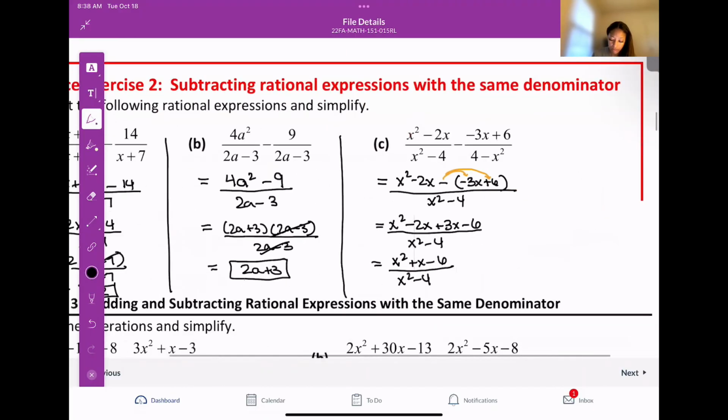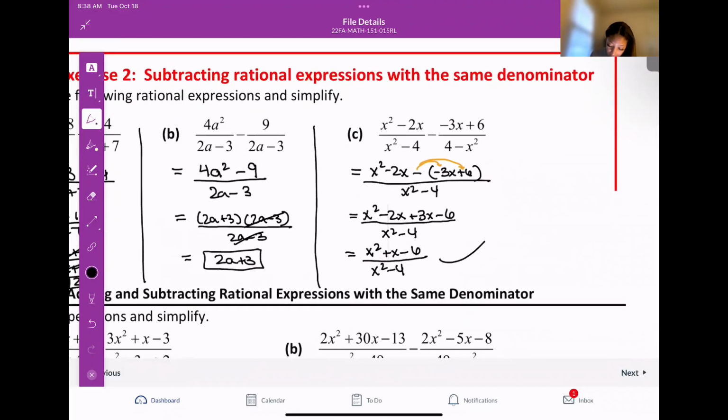We're running out of room below, so we'll write to the side here. This factors: x squared plus x minus 6 is x plus 3 times x minus 2. And then x squared minus 4 is x plus 2 times x minus 2. The x minus 2's cancel. And finally, we're left with x plus 3 over x plus 2.